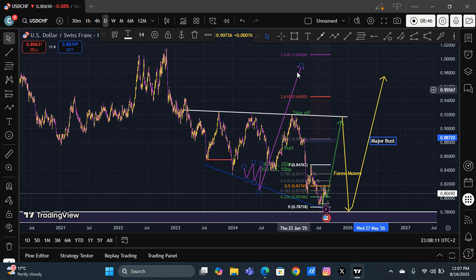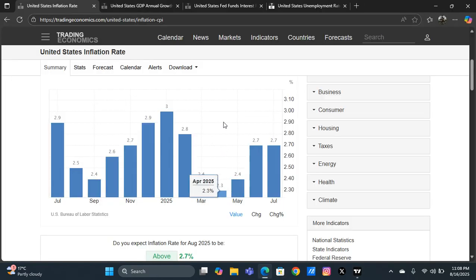So let me tell you why I'm expecting this major bust. A major bust is created when the economy recovers from interest rate cuts. That's the major bust that I'm talking about. So the United States here had the inflation.